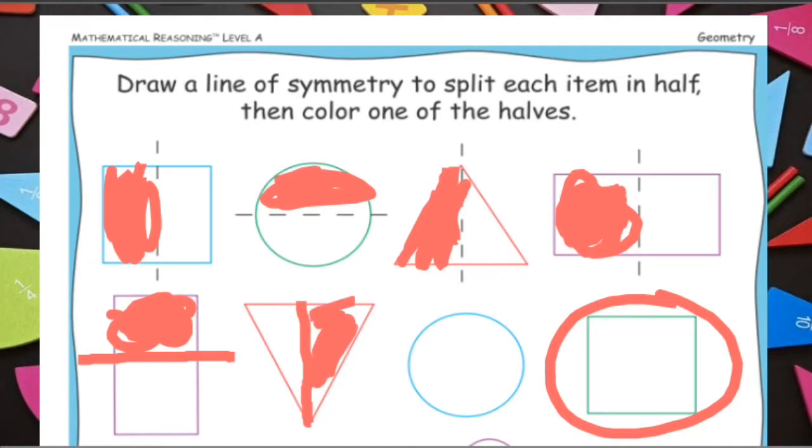Good. What about the blue circle? You can do it, right? Very simple, right here. Okay. Oh, this is not equal, right? Let's make it equal, okay?